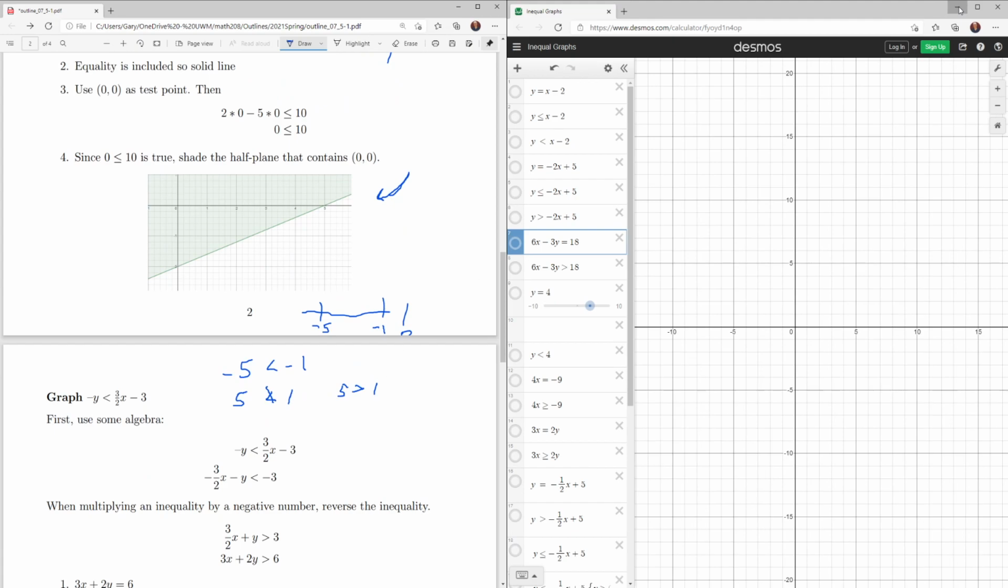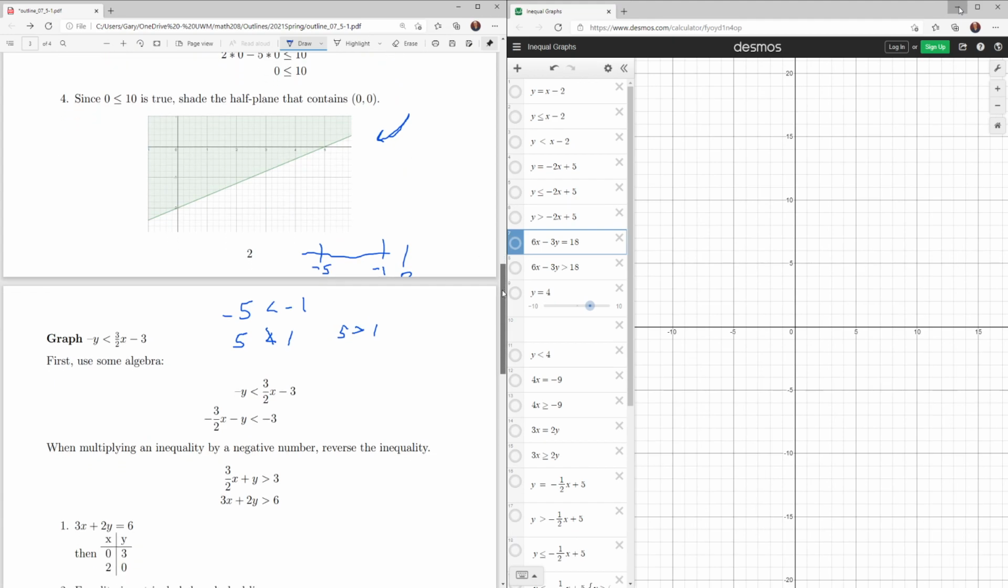So when we're doing that in this case, we're multiplying by an inequality, so we have to change. So we have 3 halves x plus y is greater than 6. I kind of like whole numbers, so let's multiply everything by 2, and that'll give us 3x plus 2y is greater than 6.